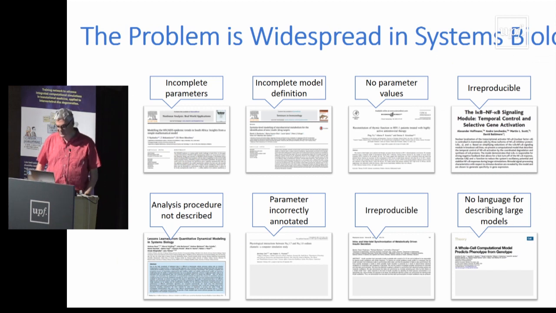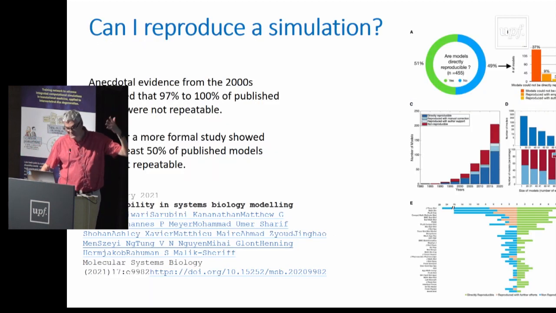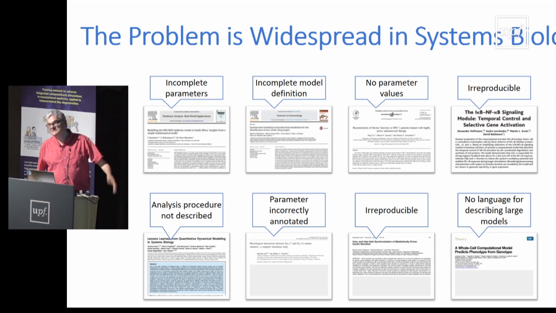Now you may be wondering, well, what about this other 50%, what's the problem? Well, the problem is either the model is just missing, or very mundane issues. So I've got a selection here, but there are hundreds and hundreds of these. Number one, incomplete parameters. They didn't have all the parameters. Number two, incomplete model definition. Number three, no parameter values at all. And number four is interesting. This is a very famous model from Caltech, NF-kappa B, cannot be reproduced.